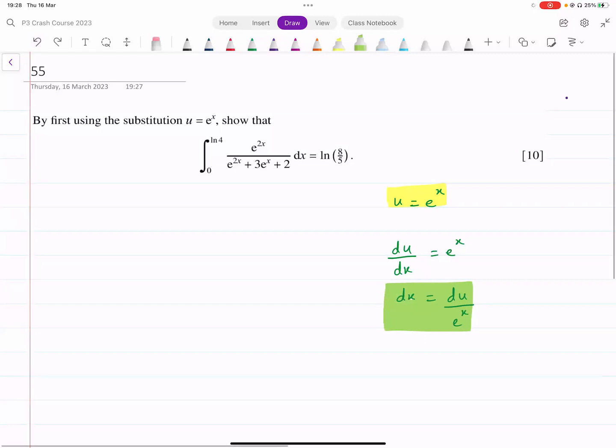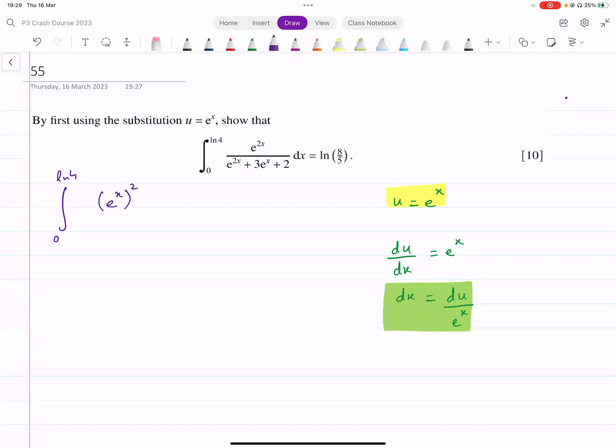When doing the substitution. Okay. Now let's do the substitution. But before that, we need to slightly change it so that we could replace e raised to power x with u, because right now we have e raised to power 2x here, and we have e raised to power x here. We could write e raised to power 2x as e raised to power x whole squared, right? Just using indices rules.